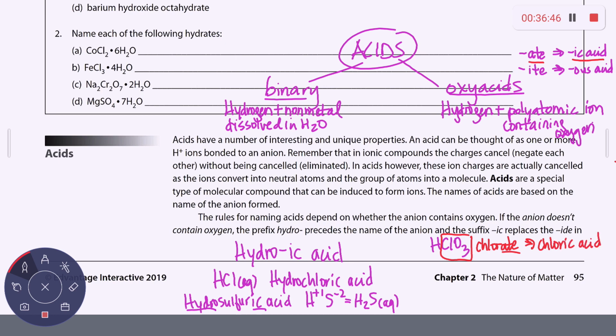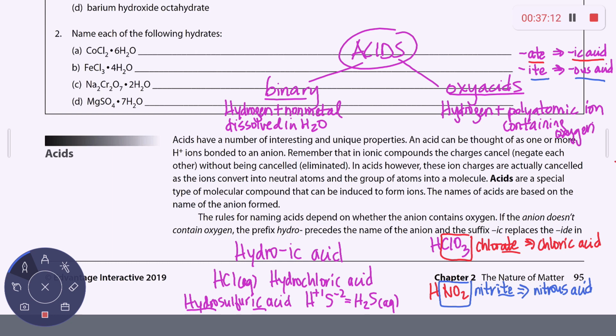Okay, if you have something like HNO2, again, you want to identify the name of that polyatomic ion containing oxygen. NO2 is nitrite, okay? Ites become ous. So this becomes nitrous acid.